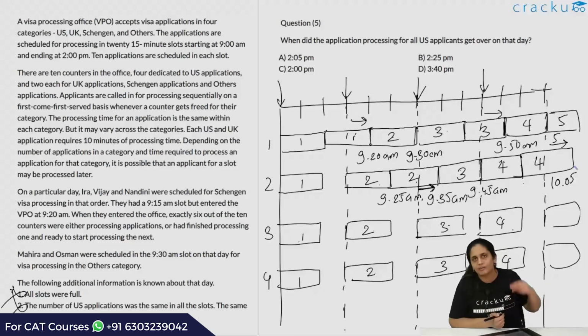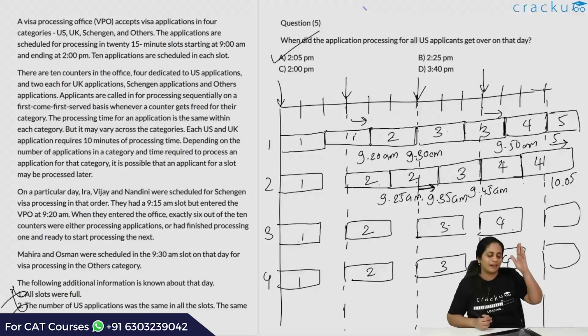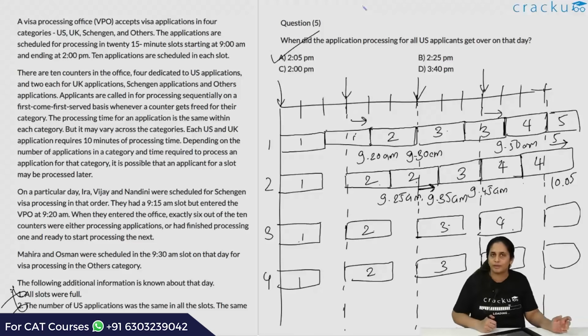But every single time one counter is overrunning by 5 minutes, which means that when will the last application be processed? Essentially every slot is from 9 to 9:15, 9:15 to 9:30. The last ending slot is 2 o'clock, but I am overrunning by 5 minutes. So when will my applications finally be over? It will be over at 2:05 p.m. That is when you're overrunning for the last time by 5 minutes, and the last applicant of your last slot will be done by 2:05 p.m. So all the applicants' work will be done by 2:05 p.m., which is option A.